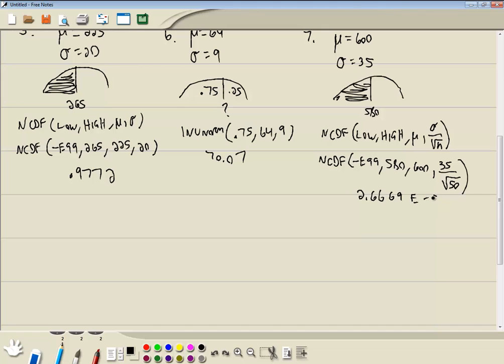What this means is this is scientific notation. That E negative 5 means we need to move our decimal place 5 places to the left. So we got 0.0000266669. Now if I were to round it to 4 decimal places, it'd be 0. So I'm just going to leave it this way, just so we see it's not equal to 0.